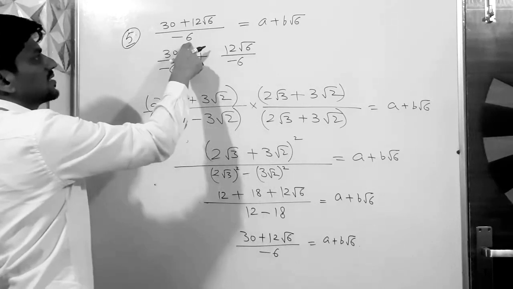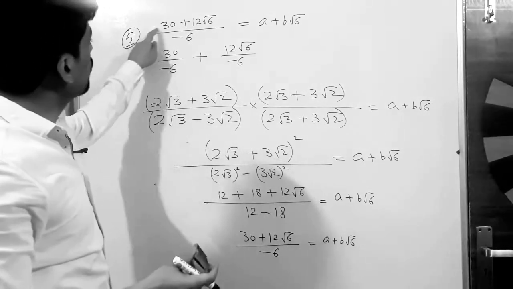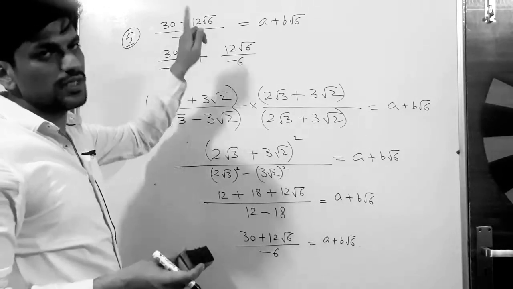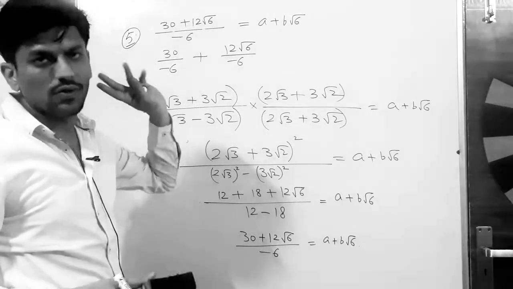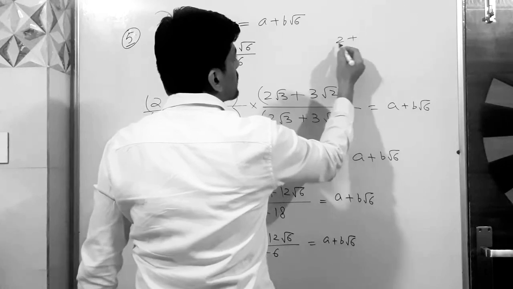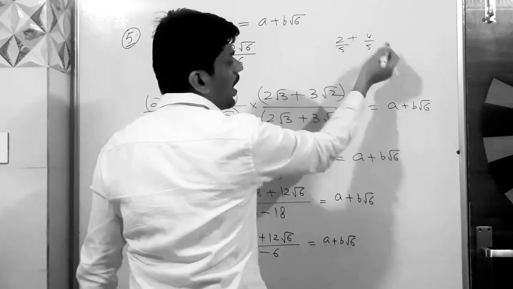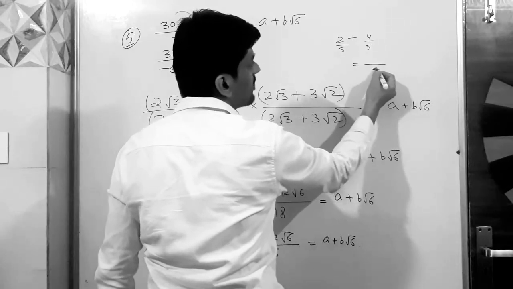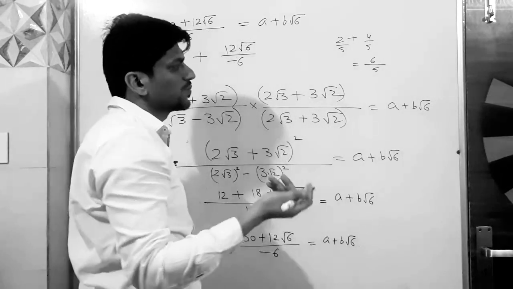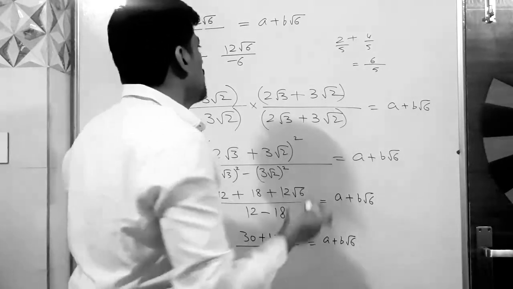Some students cancel 6 with 12 or 30. This is wrong. Either you can take common 6 from both the terms, then you can cancel, otherwise you cannot cancel. Okay, I have separated, like, suppose this is 2 by 5, this is say 4 by 5. How will you add this? Basically 5 is the LCM, 2 plus 4 is 6, so 6 by 5. 2/5 and 4/5 becomes 6/5.